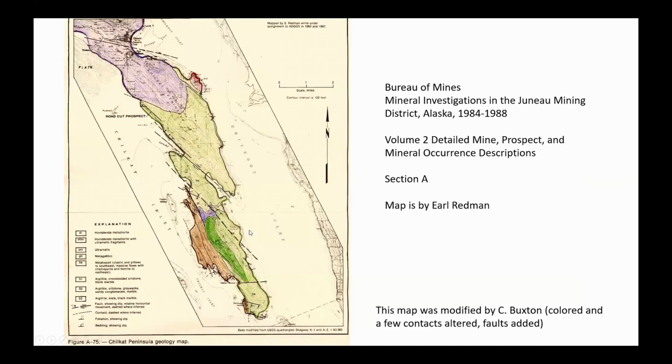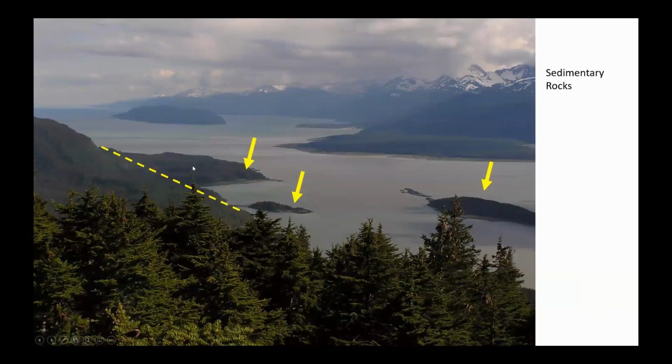This is a geologic map done by Earl Redman in the mid-1980s. And I've colored it, and I've added a few faults. I've colored the sedimentary rocks in brown. So you can see Delasuga area, a little bit in David's Cove, all this part of Chilkat State Park, up just sort of near the boat harbor, and then Cochu Island. That's the sedimentary rocks. Okay, you can see that here.